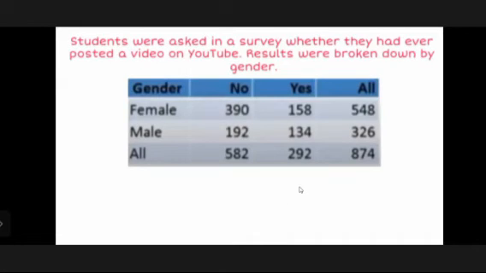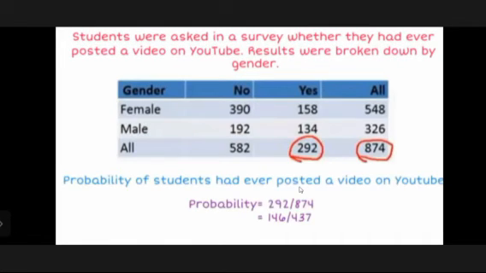This is the example. There are two categories. First is whether they had ever posted a video on YouTube. Second is their gender. Let's look at the first question: the probability of students who had ever posted a video on YouTube. So we'll look at this. The number of students who had posted a video on YouTube is 292, and our number of sample spaces is 874. So the probability is 292 over 874, and after simplifying, we get 146 over 437.